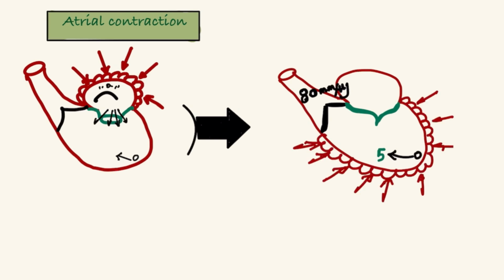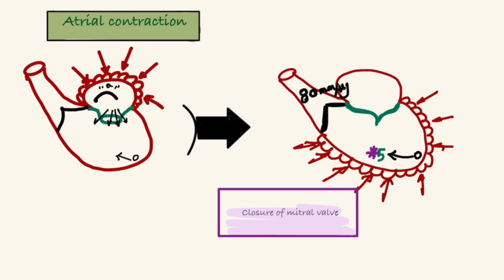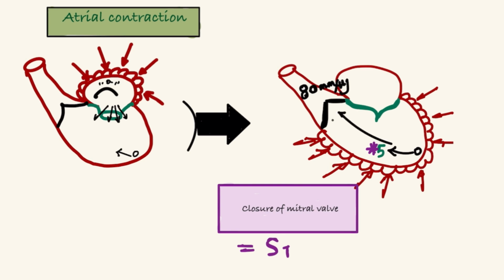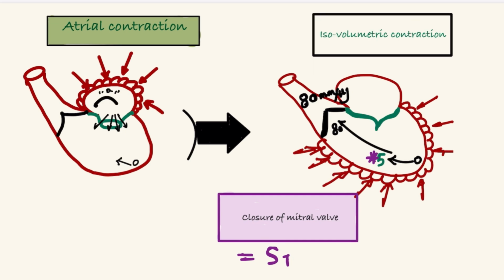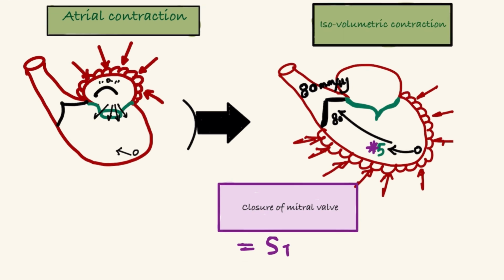This closure produces the first heart sound, S1. S1 is heard when the mitral valve, on the left side, or the tricuspid valve, on the right side, closes. The ventricle continues to contract in a closed chamber as both the mitral valve and aortic valve are closed. This phase is known as isovolumetric contraction, where no blood leaves the ventricle or enters the aorta. The volume inside the ventricle remains constant while the pressure rises.